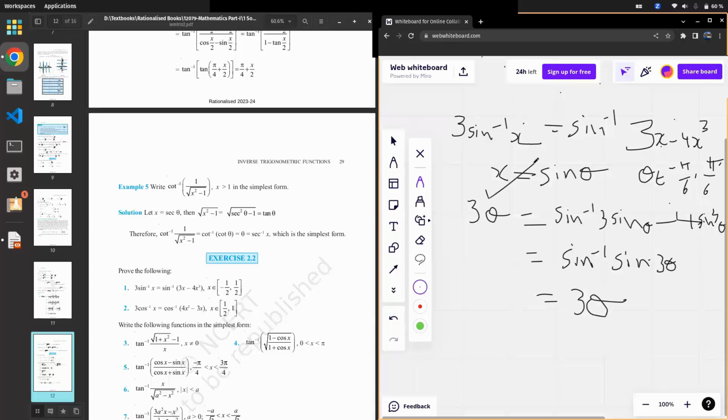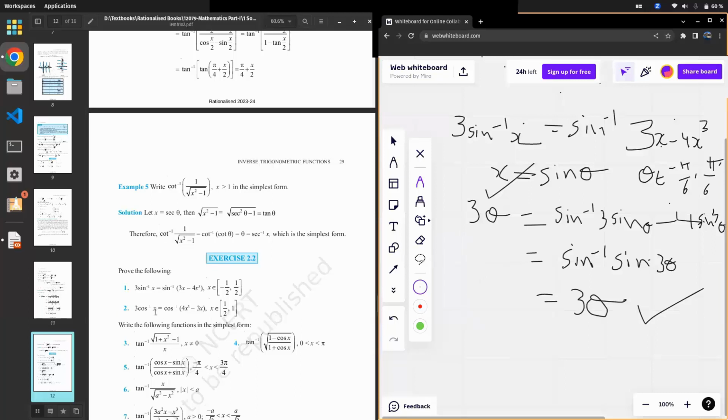So we get the right hand side is equal to left hand side, hence proved. So the next part of the question, which says 3 cos inverse of x is equal to cos inverse of 4x³ minus 3x, is also almost the same as the present question.